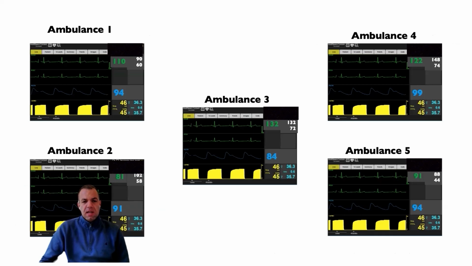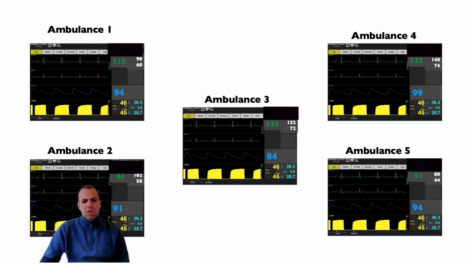We've talked about beaming data to the hospital in isolated cases like trauma and Harry, for example. But if, in this five ambulance example, all of them were just beaming in the data, well, you can kind of glance at these and it's not immediately obvious who the sickest patient is. I would struggle probably to say who's the sickest based on physiology. This is where NEWS can be really helpful.